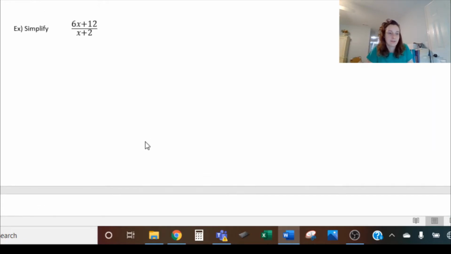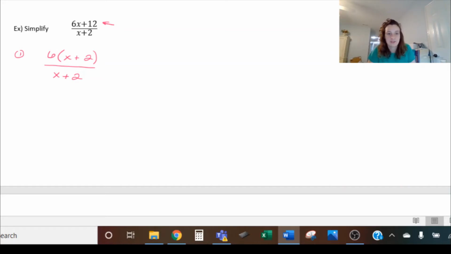Okay, remember step 1 is going to be to factor the numerator and or the denominator. So look at this numerator portion. Can you factor anything out of 6x plus 12? Yes, the common factor here is 6. So I'll factor out this 6, and now I have x plus 2. Okay, so I'm going to factor out the 6. In the denominator, can I factor x plus 2? No, there's no common factors between x and 2.